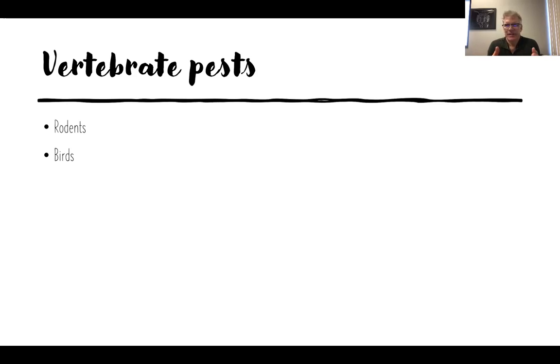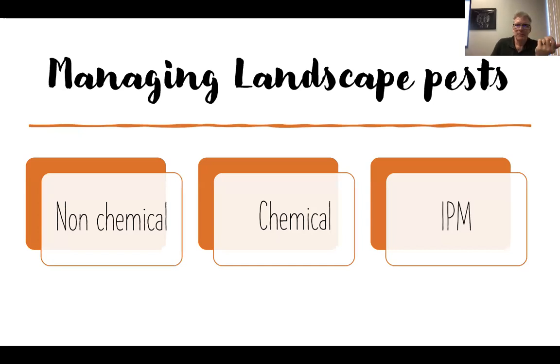So altogether, the invertebrate, the vertebrate, the disease-causing organisms, and the weeds themselves all lead to basically a disaster in the landscape. If you're looking for good turf, good ornamentals, these are all things that you have to guard against. So how do we manage them? What's the best things that we can do?